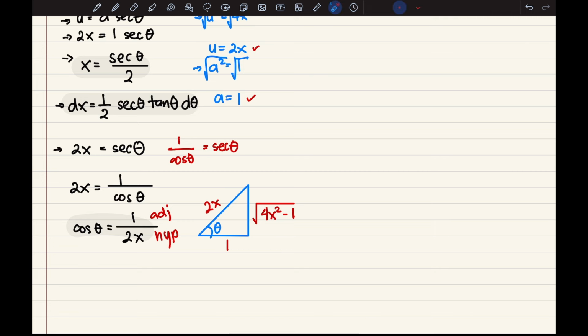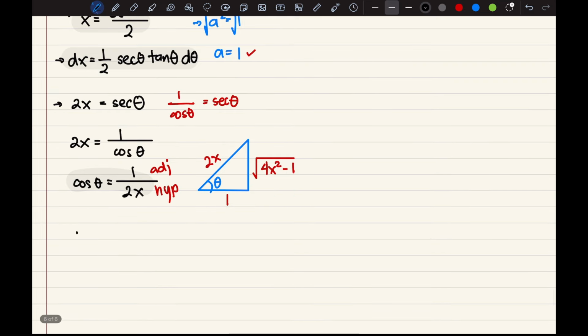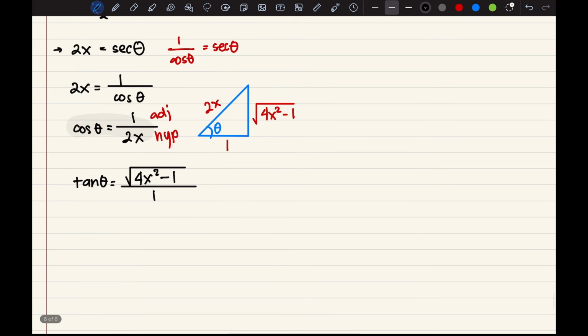And then to find an equation or the corresponding trigonometric function for square root of 4x squared minus 1, we relate this side doon sa constant, which is 1. Since this side is the opposite the angle theta, and this side is adjacent to the angle theta, we will use the tangent function. Tangent theta is equal to opposite side, which is square root of 4x squared minus 1 all over the adjacent side 1. So effectively, tangent theta is equal to square root of 4x squared minus 1. So this is now our substitution for square root of 4x squared minus 1.